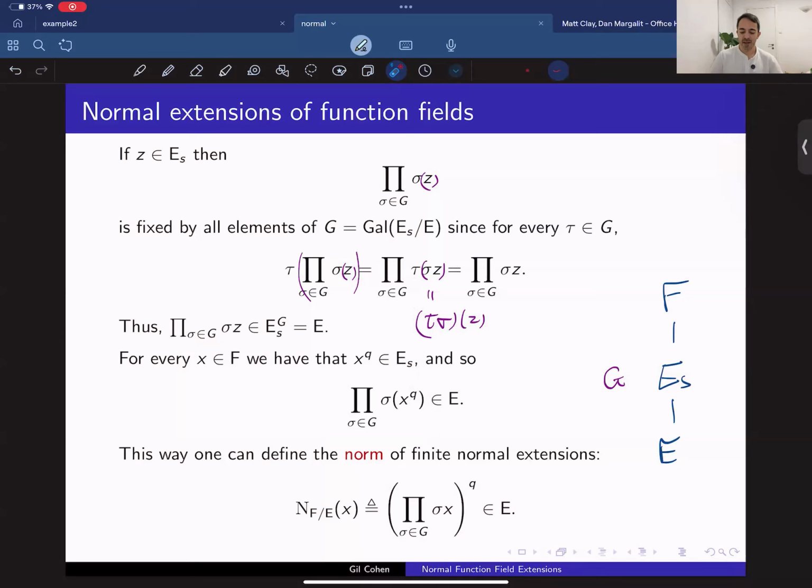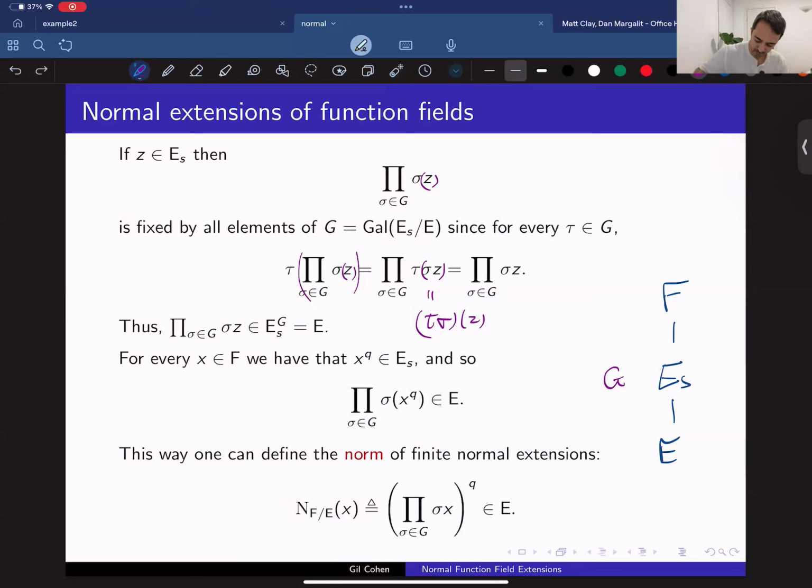And this leads us to define the notion of a norm of finite normal extensions. I think Tomer talked about it slightly, but not in that generality. So the norm of a finite normal extension, you need finite because you need the Galois group to be finite, otherwise you can't multiply all of those things. But you don't need separability, just normality. So a finite normal extension has a norm, and the norm applied to X is, well, it's this thing.